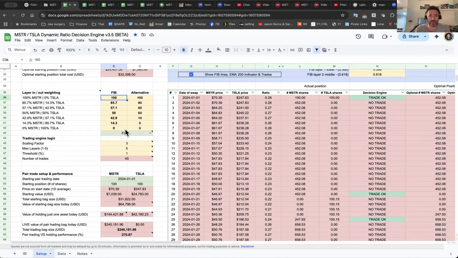If you don't want to do that, what you can do is switch to alternative. So you can put that here, and then you can see how that affects the performance. So if we switch that to Fibonacci, you can see it's 270%, and if you do alternative, you get worse performance.